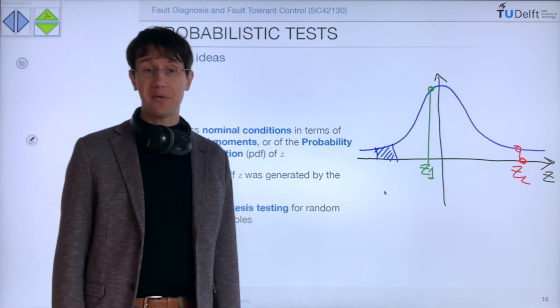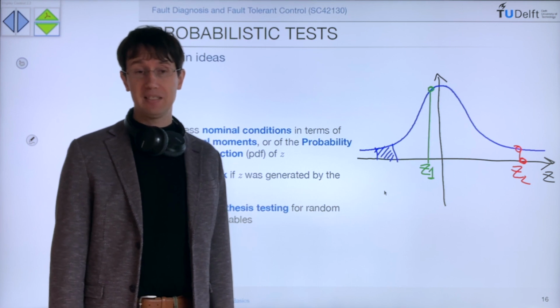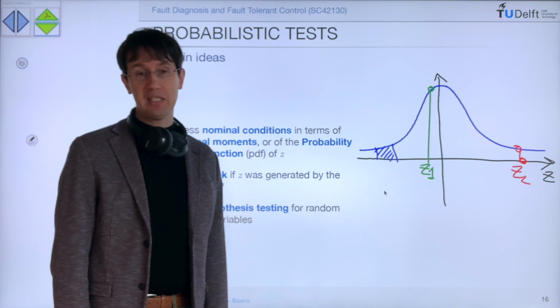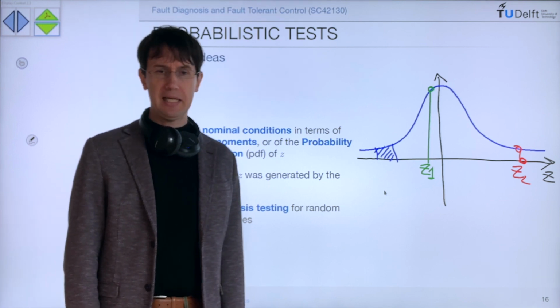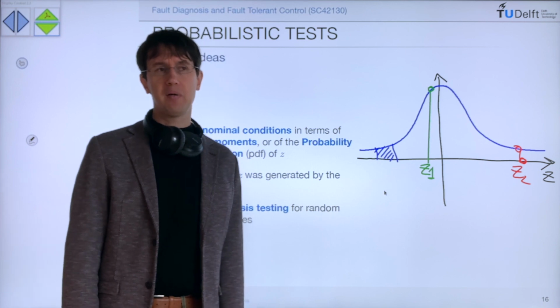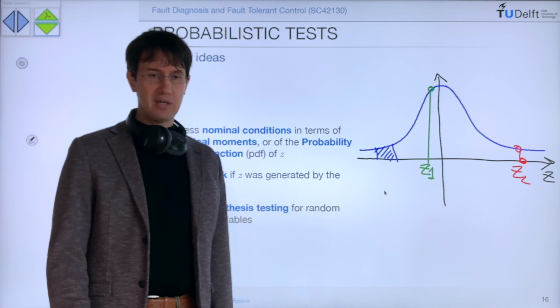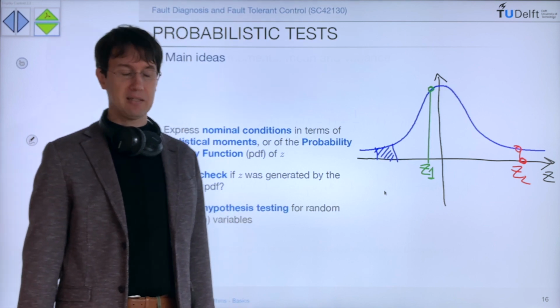Or another way is to introduce a multivariate PDF for your multidimensional data. And we are touching upon both approaches in the next lecture when we address more advanced probabilistic methods. For now, let us stick to the simple case of z being a scalar.